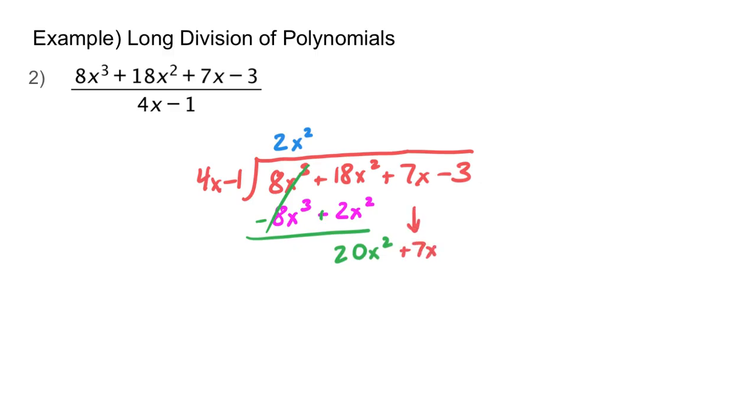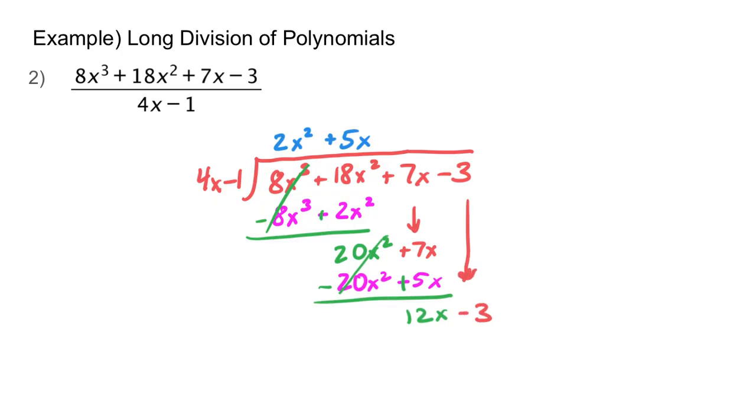What times 4x will give me 20x squared? Should have said 5x. So now I will take this 5x and multiply it by 4x minus 1 and get 20x squared minus 5x, which I will turn around and subtract. Again, I'm changing my signs. Those will cancel out. I'm left with 12x. I'll bring down the next term, minus 3.